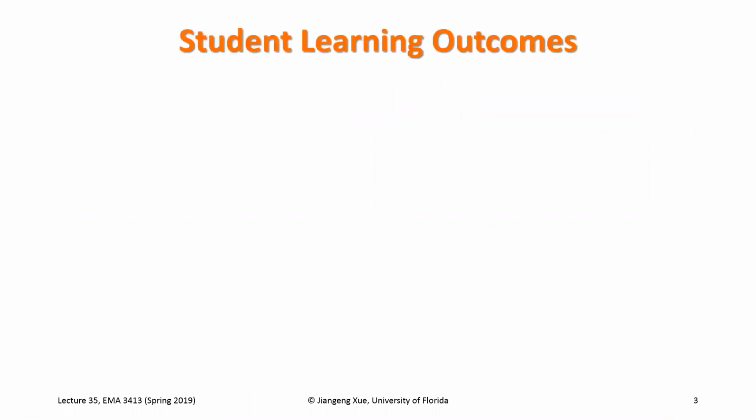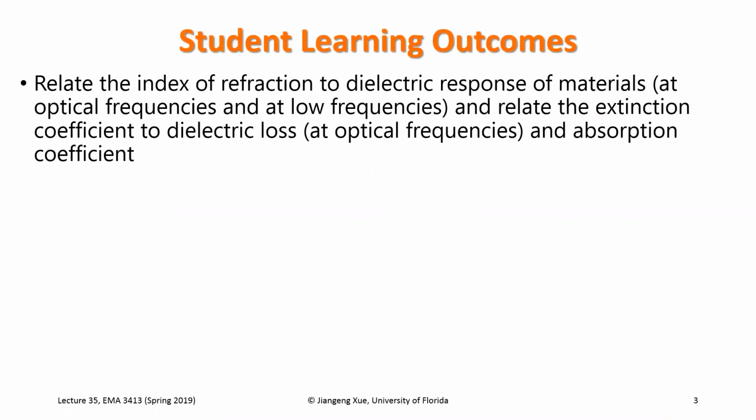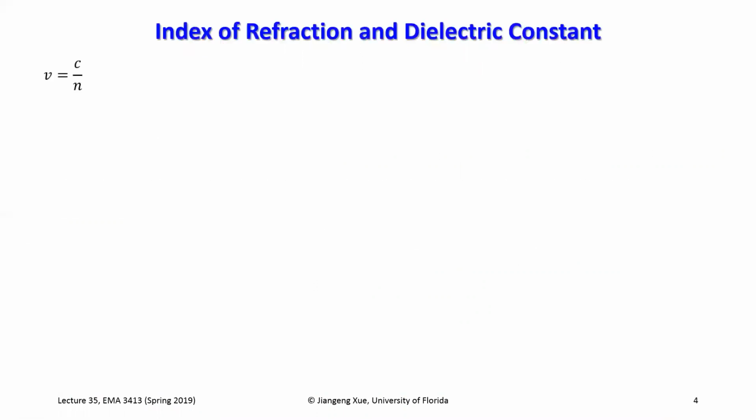So the first student outcome is that you should be able to relate the index of refraction to the dielectric response of materials, and then relate the extinction coefficient to dielectric loss and the absorption coefficient. When the light goes into a particular medium, the speed will be slowed down, and the ratio of how much it will slow down is determined by the index of refraction, n. And the index of refraction is really the square root of the dielectric constant. So all the things that we talked about in the dielectric behavior in the previous chapter can be applied here. The only thing you need to know is that now we're talking about optical frequencies.